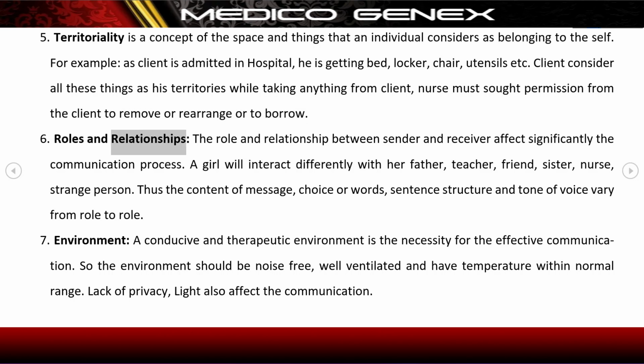Roles and relationships. The role and relationship between sender and receiver affect significantly the communication process. A girl will interact differently with her father, teacher, friend, sister, nurse, strange person. Thus the content of message, choice of words, sentence structure and tone of voice vary from role to role. Environment. A conducive and therapeutic environment is a necessity for effective communication. So the environment should be noise-free, well ventilated and have temperature within normal range. Lack of privacy, light also affect the communication.